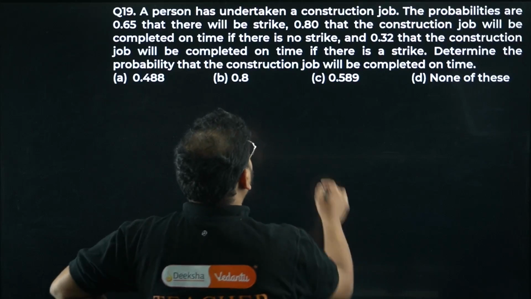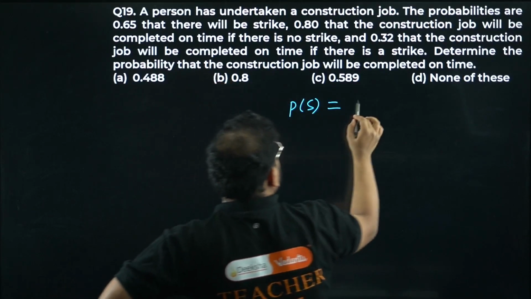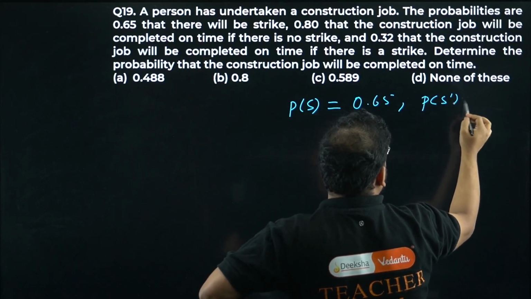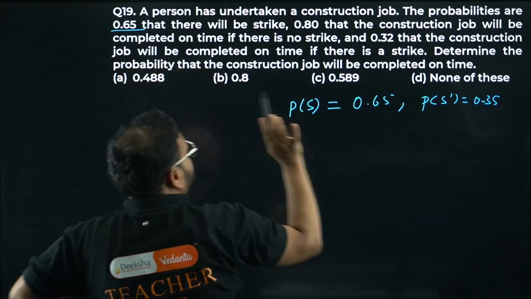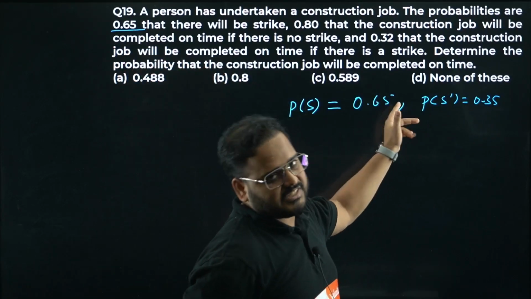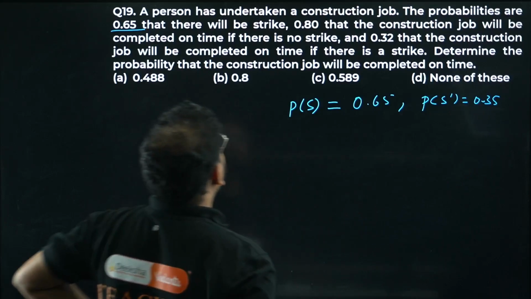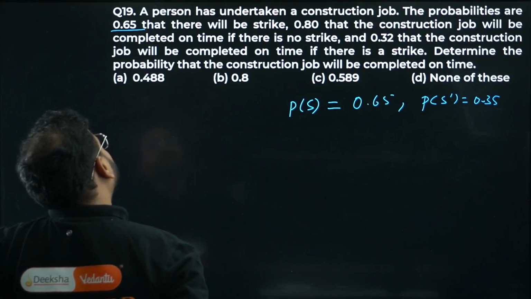First of all, the probability of strike is 0.65. Probability of no strike will be 0.35. Let's make this data useful right now. Chance of strike is 0.65 or 65%. Chance of no strike is 35%, 0.35. Now 0.80 is the probability that the job will be completed if there is no strike.